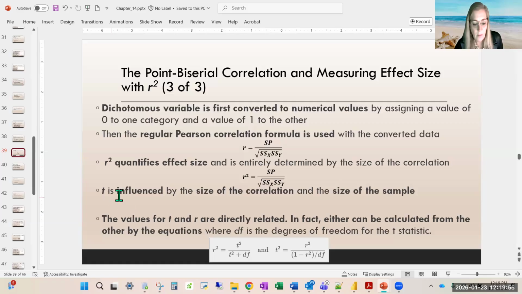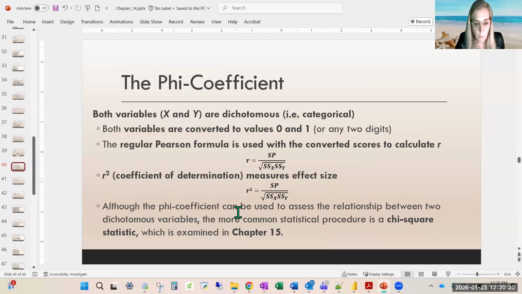And then t is influenced by the size of the correlation and the size of the sample. So the values for t and R are directly related. In fact, either can be calculated from the other by these equations, where degrees of freedom is the degrees of freedom for the t statistic. All right. Pretty interesting. So like I mentioned, both tests are very, very similar.